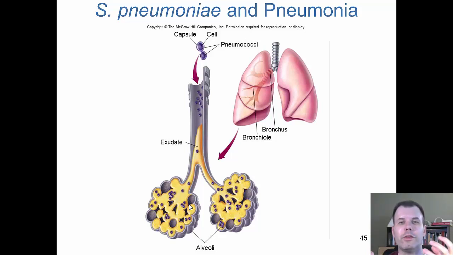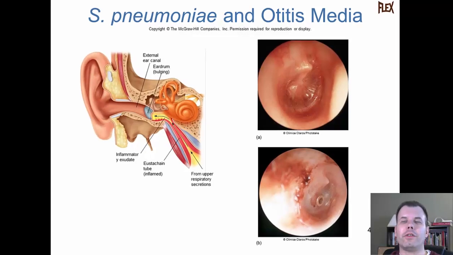So the fluid is produced, and you can't breathe very well. You're not getting enough oxygen to the rest of your body. And so essentially you're suffocating from the fluid in your lungs, and that's what happens in pneumonia, typically associated with other lung infections. Okay. The other thing that this can cause is ear infections.